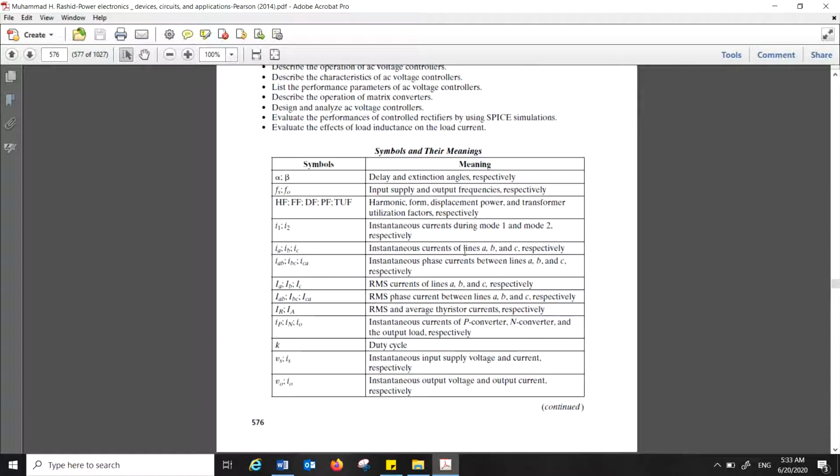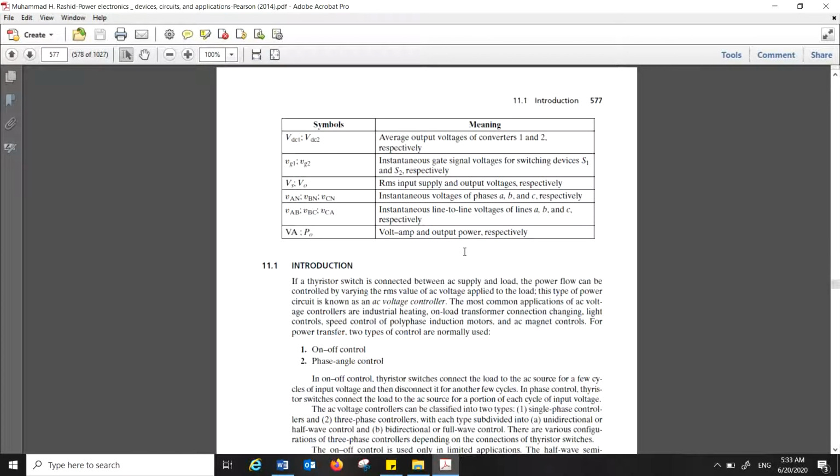Let's start with the DC voltages. Output voltages are denoted like that, and the gate signals are denoted by small letters g1 and g2 for your switching devices. Then the RMS voltages for the input and the output, volt-ampere rating and output power.